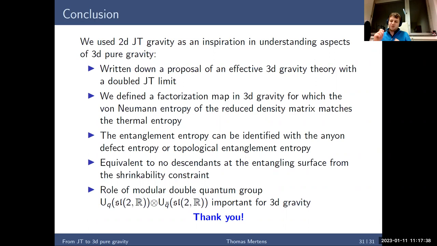Also, I should mention that this modular double quantum group also appears in Liouville CFT and in Liouville gravity as well. So it's not just the algebraic structure that is governing 3D gravity, it's also governing Liouville gravity as well.